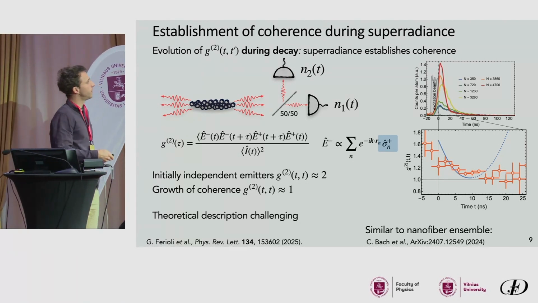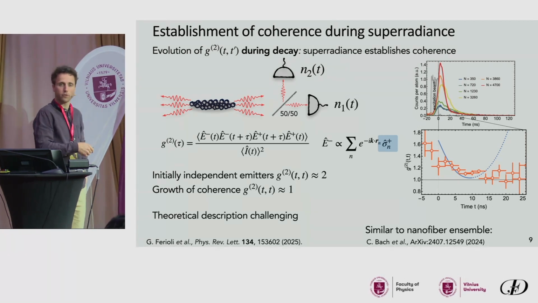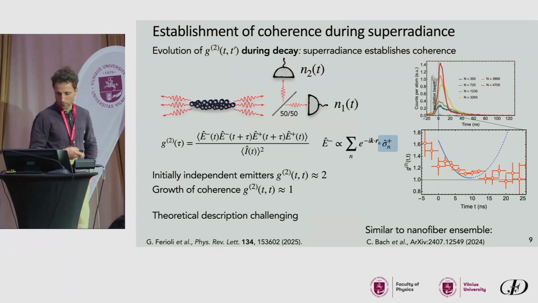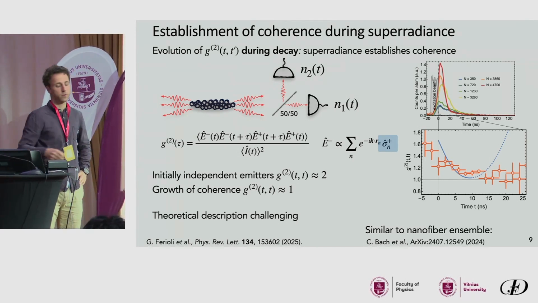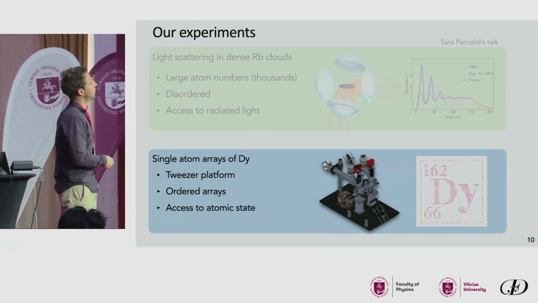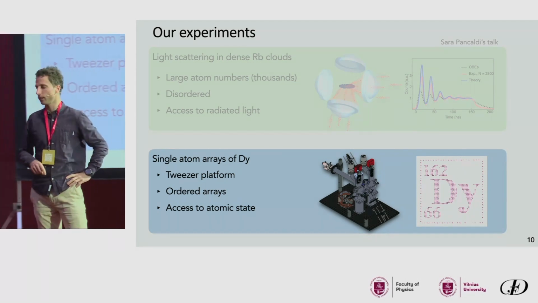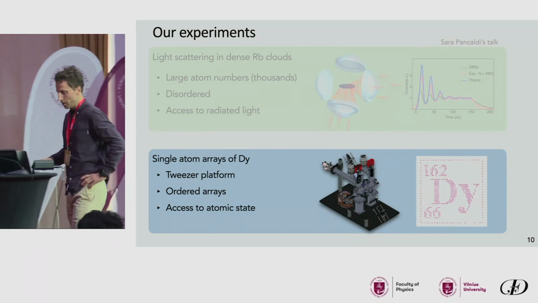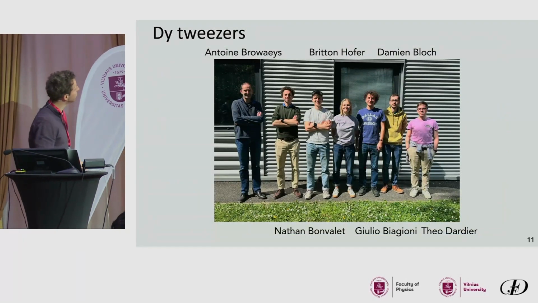So that's a motivation to say, okay, now it seems that it's extremely challenging to predict these correlations. So let's go and build a system where we can actually measure these correlations in situ, have access to the atomic state, and that's the motivation for this new platform, which is based on single atoms of dysprosium that I will show you in the last 10 minutes of the talk.